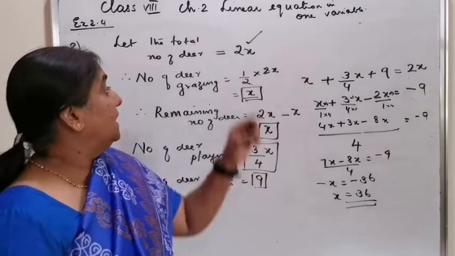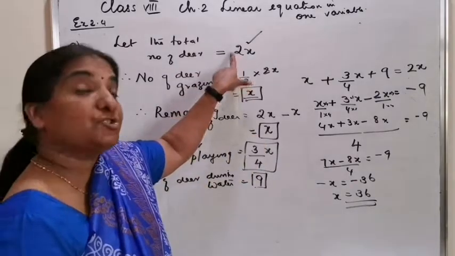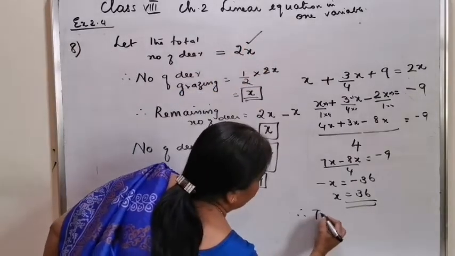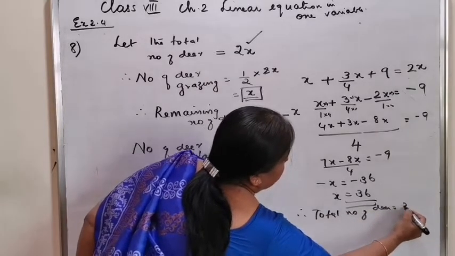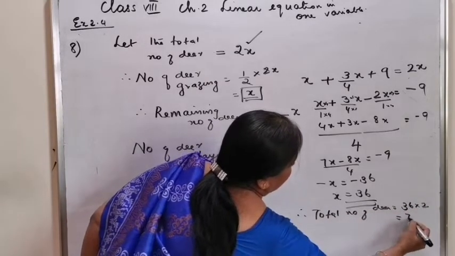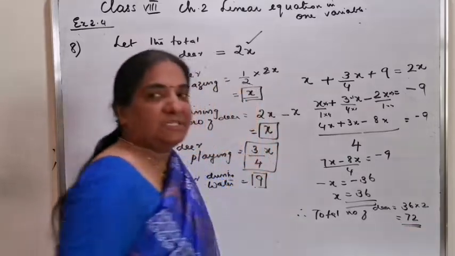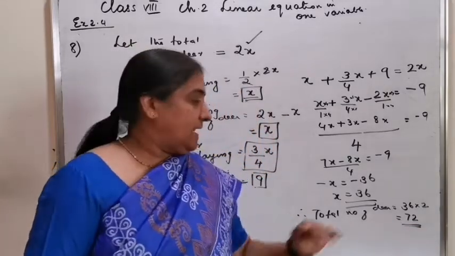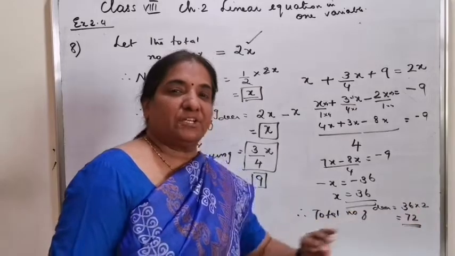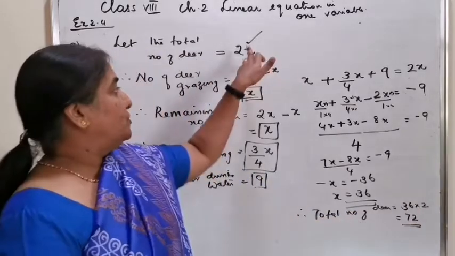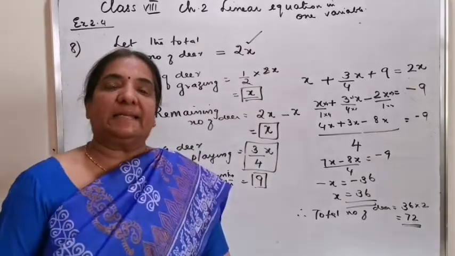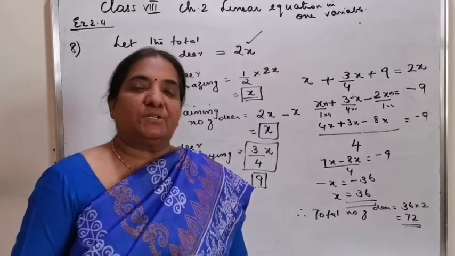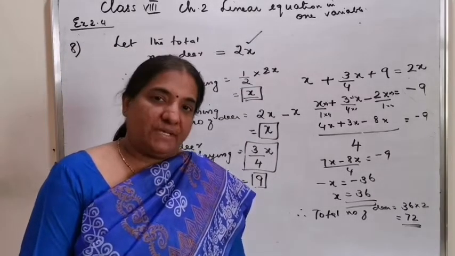But what is our total number of deer? It is 2x. Therefore, total number of deer is equal to 36 into 2, which is equal to 72. The same total number of deer, 72, will be there even if you take x. But then the calculation part will be slightly difficult for you. That is why I took the total number as 2x.